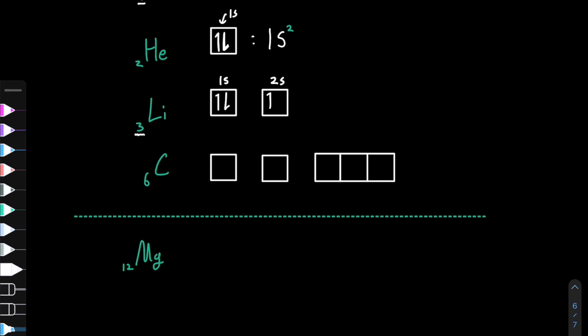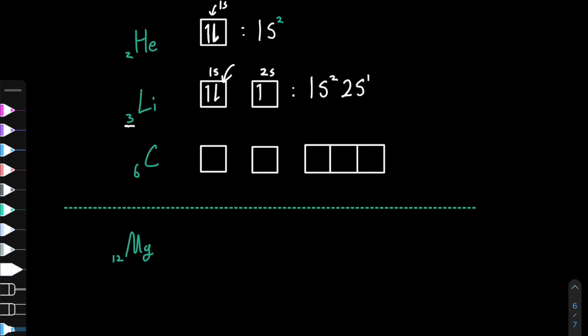So lithium would be denoted as 1s2 2s1 because there are 2 electrons inside the first orbital of 1s, and there is 1 electron in the orbital 2s, as we can see in this graph or chart.